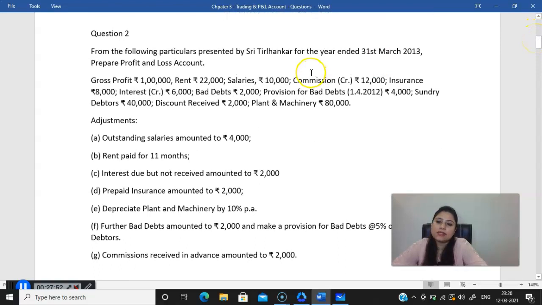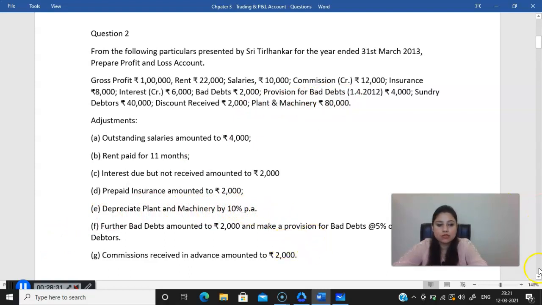Firstly, outstanding salaries are there. Along with deciding on the components that are to be part of a trading account or a P&L account, we also have to take care of how we treat the outstanding salaries. Here rent has been paid for 11 months. The outstanding salaries amount to rupees 4,000. We have to account for the same. Interest is due, but it has not been received, amounting to rupees 2,000. We have prepaid insurance. Depreciation is to be provided. We have been given the value of plant and machinery. On this, we have to provide depreciation expense at 10%.